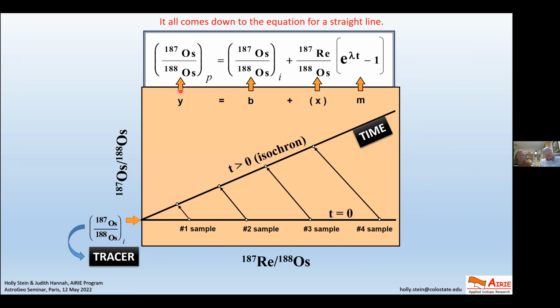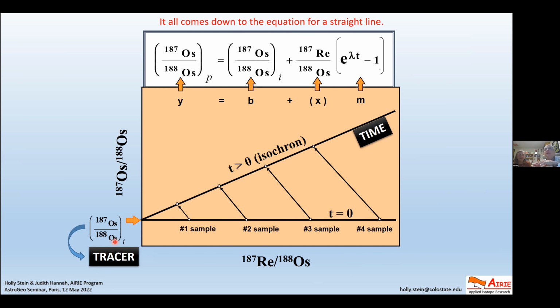Rhenium and osmium, when you make an isochron there in the center, it all comes down to the equation of a straight line. We determine this ratio, which is y equals b plus xm. We measure and determine this, we measure and determine this, and we have an xy plot or coordinate that we can put on an isochron. And this is the decay constant, the rate of decay of rhenium-187, and we solve for t, time, through the slope of this line.